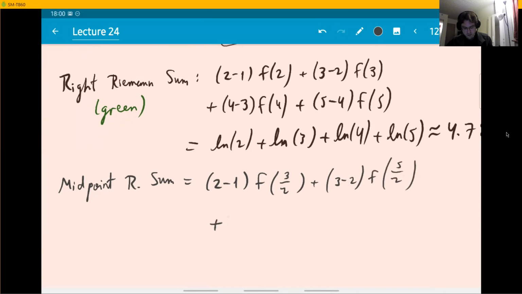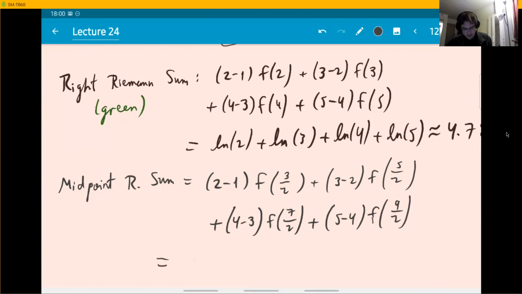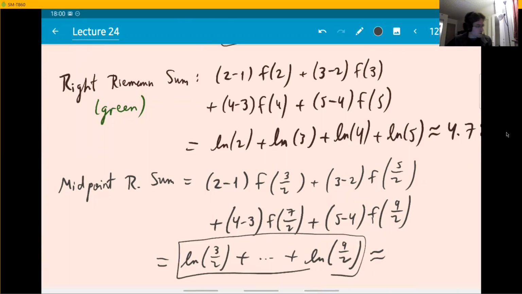So this is what I'm doing here. 4 minus 3, f of 7 over 2. 5 minus 4, f of 9 over 2. This becomes ln of 3 over 2 plus 5, 7, and 9, which turns out to be approximately 4.079, a number between the two numbers that we found.